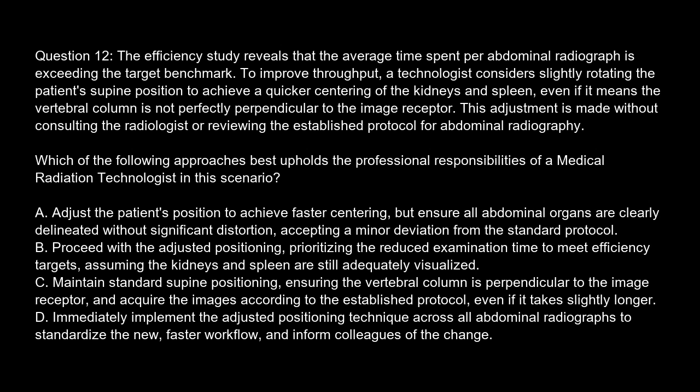Option A. Adjust the patient's position to achieve faster centering, but ensure all abdominal organs are clearly delineated without significant distortion, accepting a minor deviation from the standard protocol. Option B. Proceed with the adjusted positioning, prioritizing the reduced examination time to meet efficiency targets, assuming the kidneys and spleen are still adequately visualized. Option C. Maintain standard supine positioning, ensuring the vertebral column is perpendicular to the image receptor, and acquire the images according to the established protocol, even if it takes slightly longer.